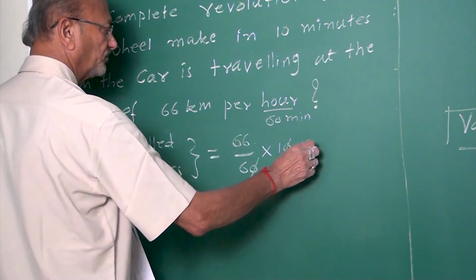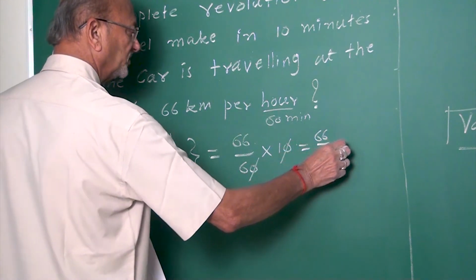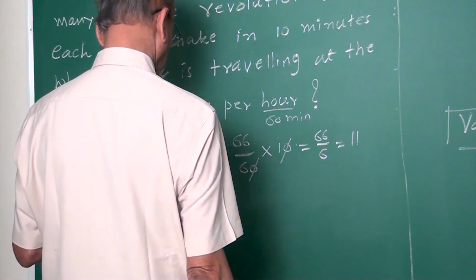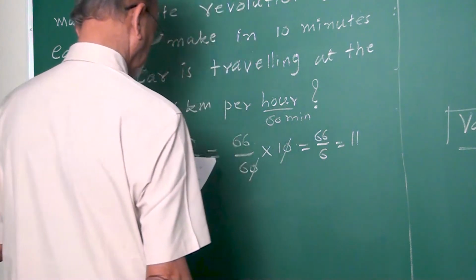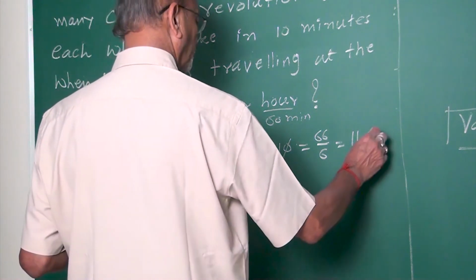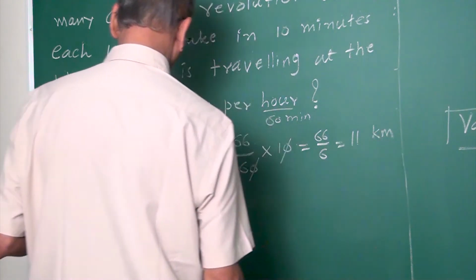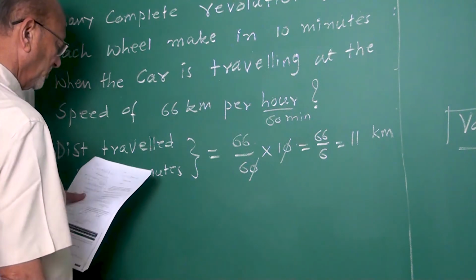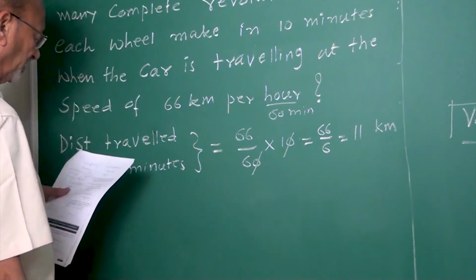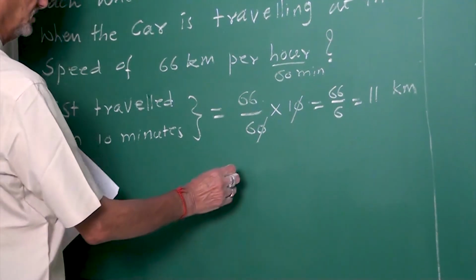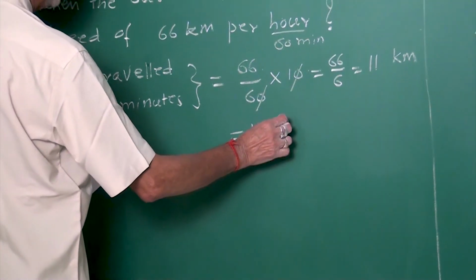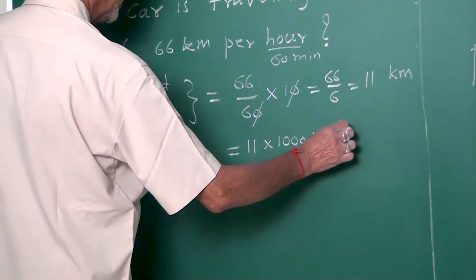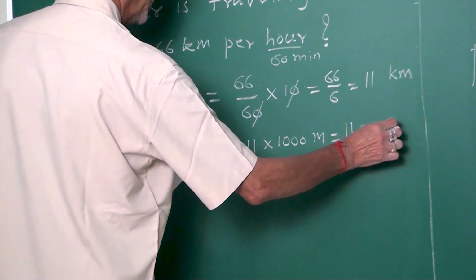66 upon 6 gives 11. No, it is 11 kilometers. This is, in 10 minutes it traveled 11 kilometers. That 11 kilometers we can convert in terms of meters first. This is 11 into 1000, as 1 kilometer is 1000 meter, which is 11,000 meter.